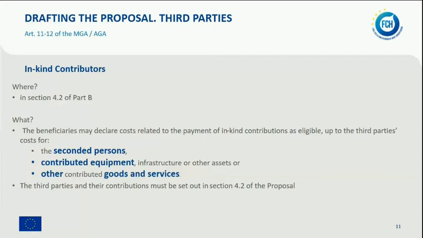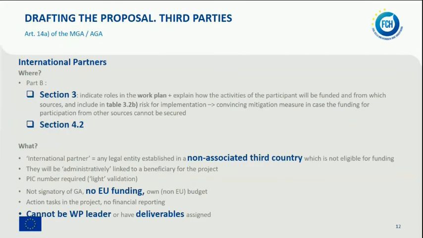And now, the last category, international partners. This is a new category since 3 years ago. It is a possibility for those legal entities coming from countries which are not associated to Horizon 2020, who are not eligible for funding, but who want to perform tasks together within the same action. What does it mean? It means that they will have access in the system and they will see the project together with the entire consortium. They will not receive EU funding.